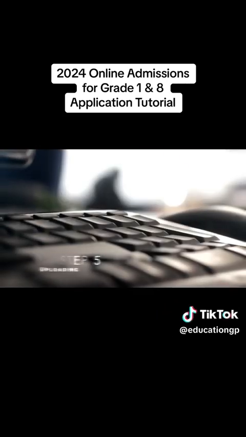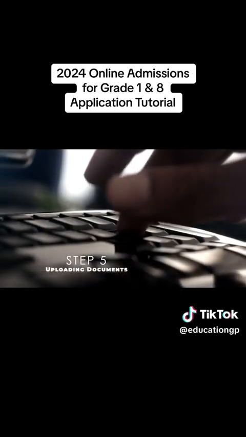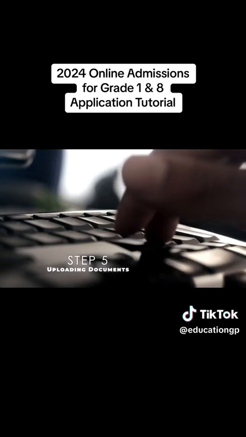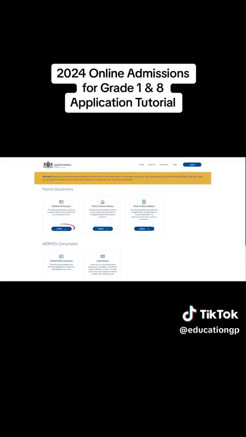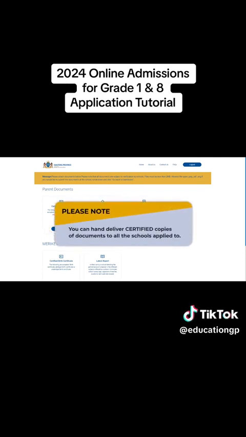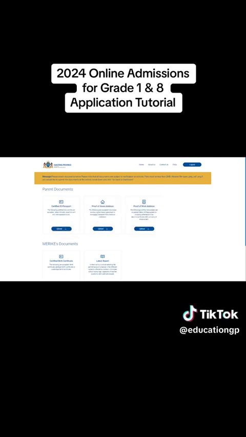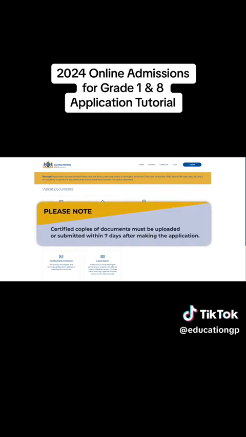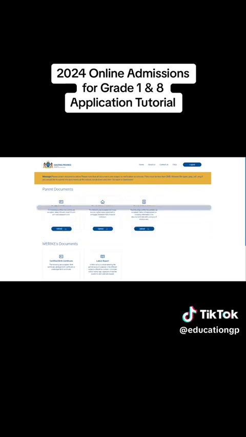Step 5 is uploading documents. You will be able to upload documents by using the upload function on the system. All schools applied to will be able to view these uploaded documents. Parents who are unable to upload documents should hand deliver certified copies of their documents to all the schools applied to. Note that certified copies of documents must be uploaded or submitted within 7 days after making the application.